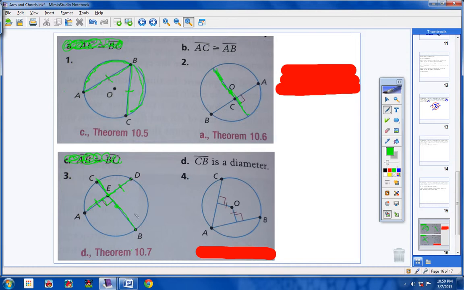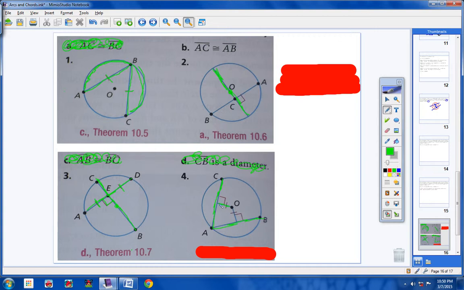Notice we have a chord. Got it? And a chord. And notice they're both equidistant from the center. Here's a perpendicular line. Here's a perpendicular line. And notice we have both those lines being marked congruent. Here's a mark here. Here's a mark here.